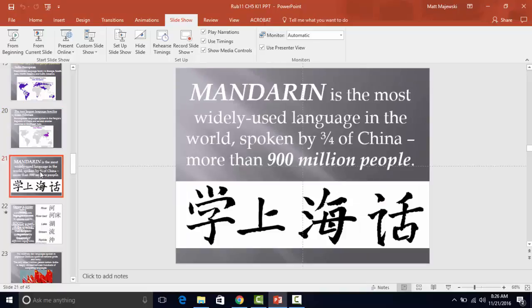That makes sense. China's the largest country in the world. The most common Sino-Tibetan language is Mandarin. Mandarin is widely used. It's the official language of China. More than 900 million people speak it, about 3/4 of the population. The other quarter speak a language known as Cantonese, which is located in one region of the country, the southeastern portion. The rest of the country speaks Mandarin. All right?